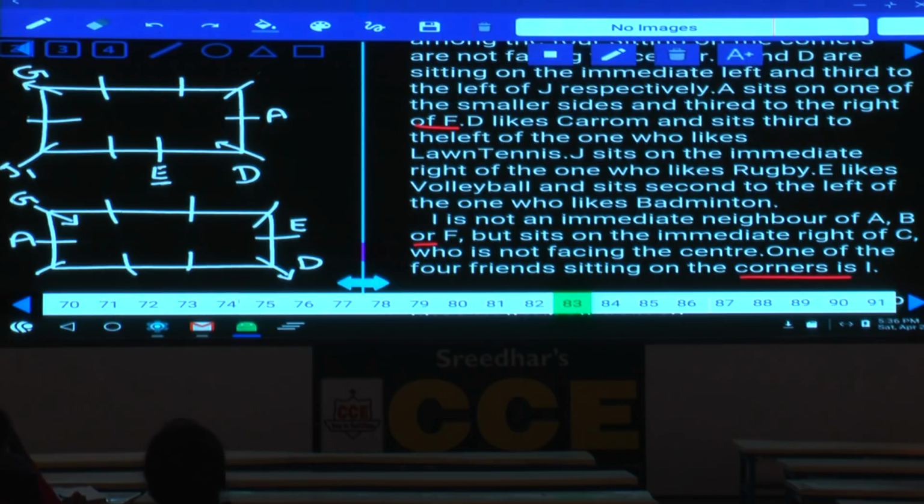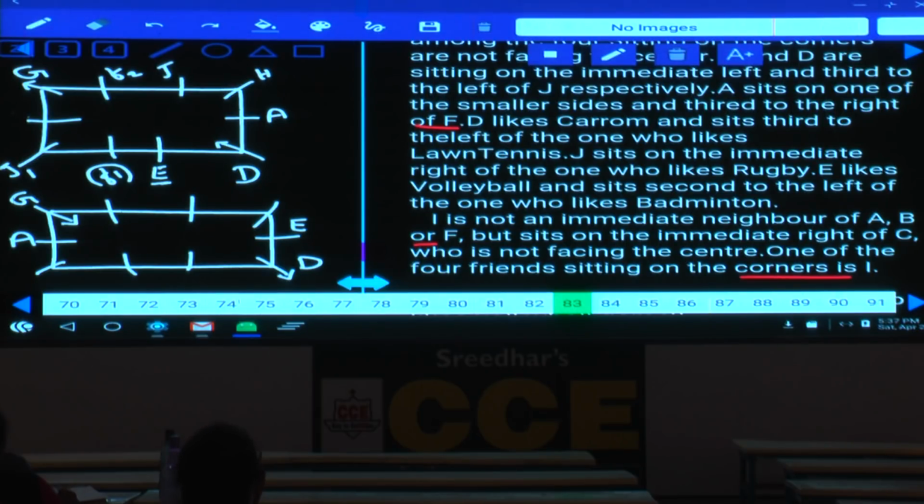A sits on one of the smaller sets and third to the right of F. As A is third to the right of F, F can be either at this place, isn't it? F can be here, or 1, 2, 3, F can be here. If you take F1 at this place, F2, 2 possibilities, because you cannot draw 2 diagrams as of now. If F is here, then J and H will be here. Are you following this one or not?